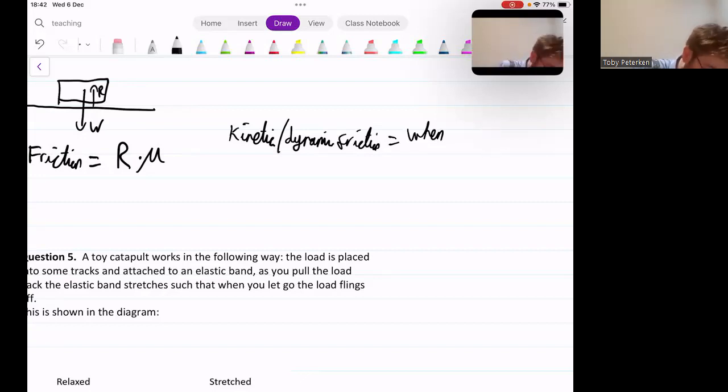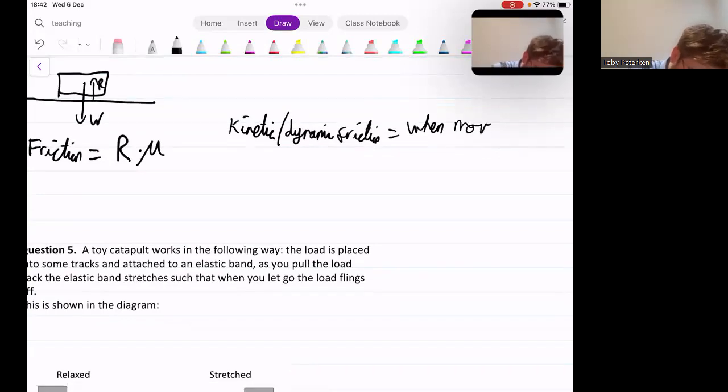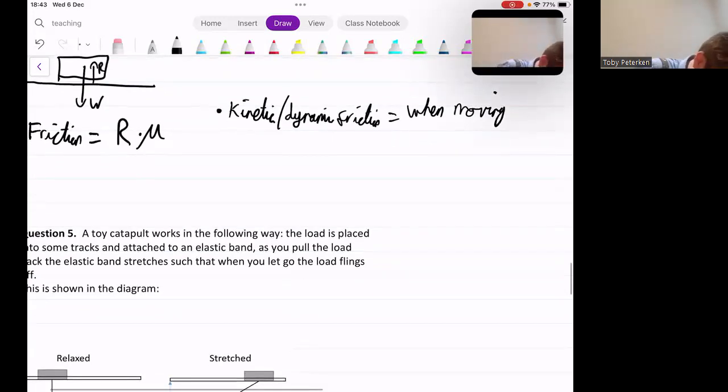Well, actually there. So this is the friction when things are actually sliding past each other. Alternatively, when things are stationary, friction works a bit differently. This is called static friction because things are static.